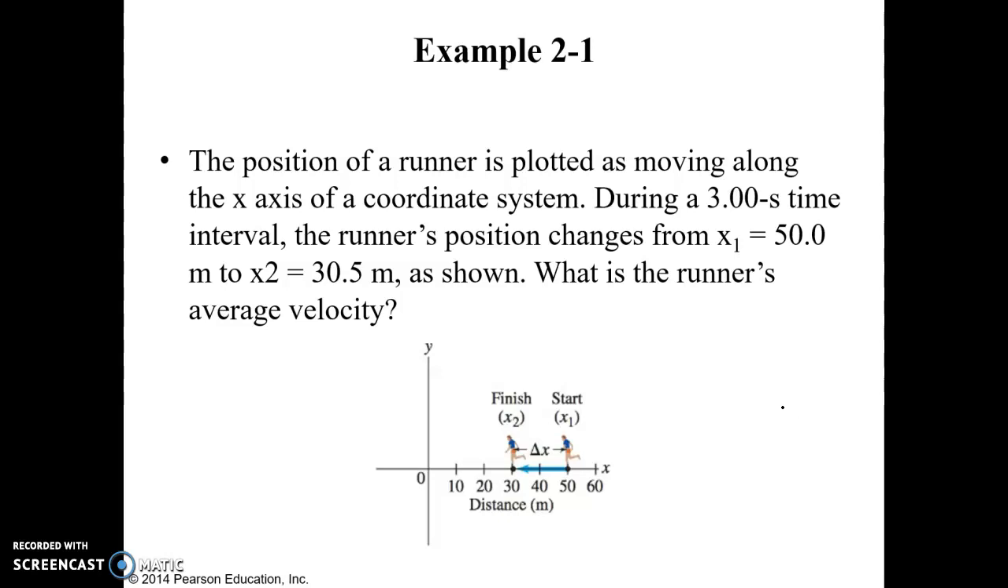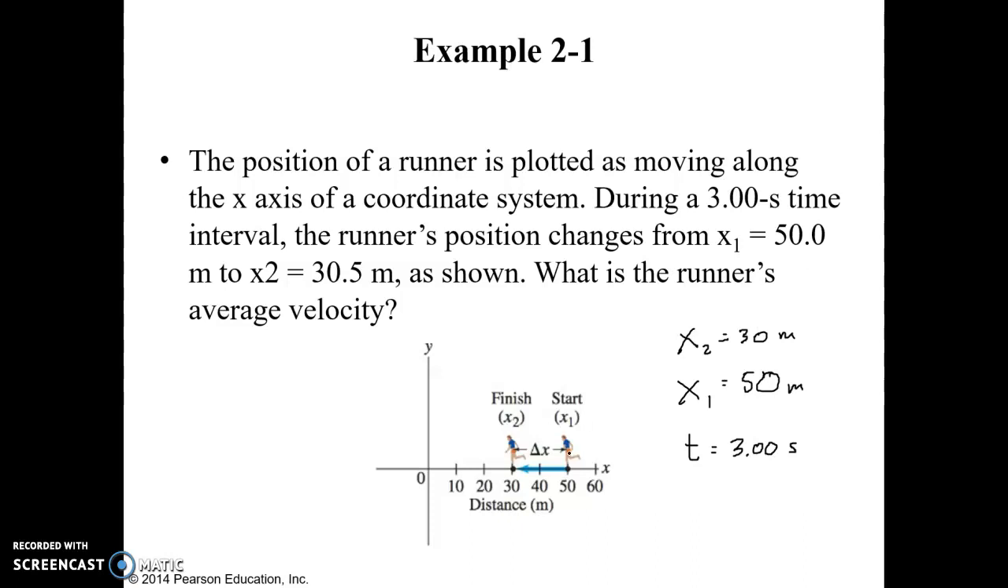Let's look at this example problem here, where the position of a runner is plotted as moving along the x-axis of a coordinate system. And we can see down here that the finish position x2 is 30. The starting position x1 is 50. These are in meters, 30 meters and 50 meters. And during a 3.00 second time interval, the runner's position changes.